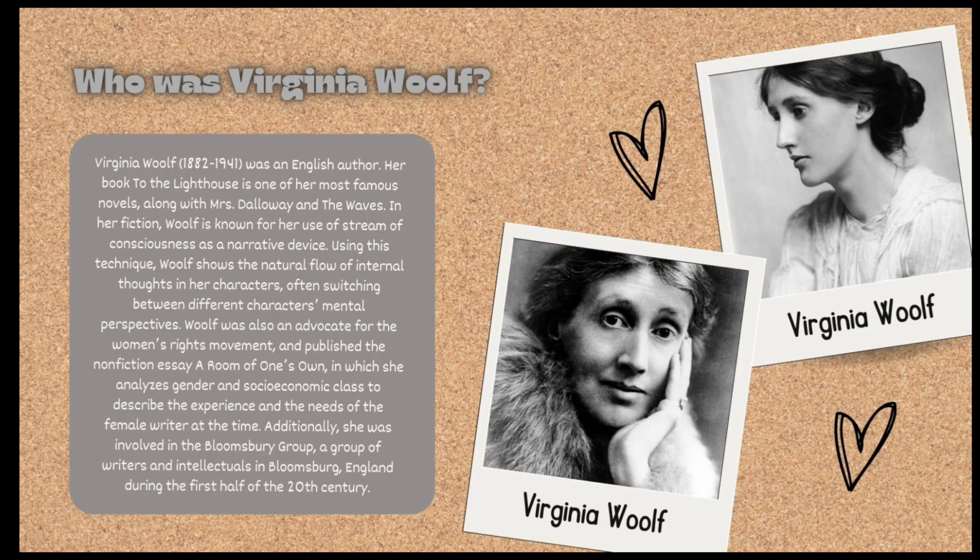So who was Virginia Woolf? Virginia Woolf's real name is Adeline Virginia Stephen. She was born on January 25, 1882 in London, England. She died on March 28, 1941 at the age of 59 at the River Ouse in East Sussex, England. She was a novelist, essayist, and publisher critic. Virginia Woolf, 1882 to 1941, was an English author.